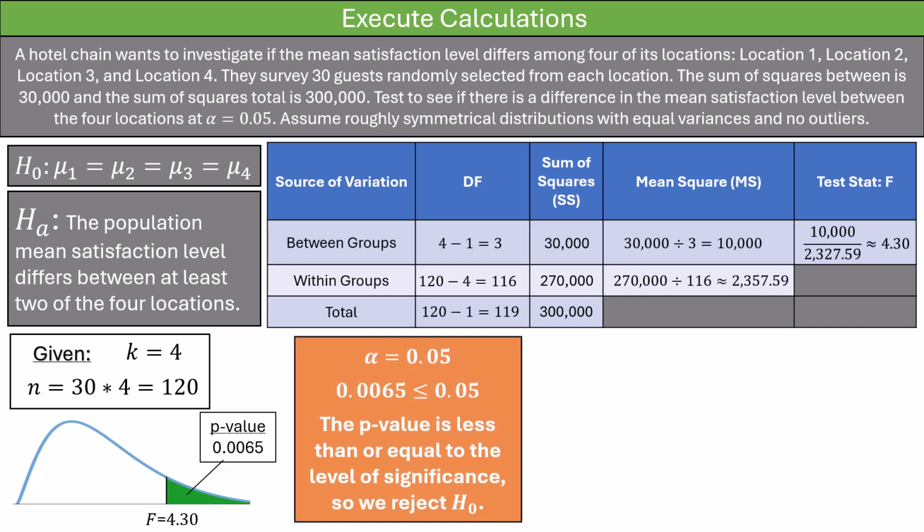Okay, from there we can go ahead and make our decision. Our p-value is 0.0065, which is much less than 0.05. So the p-value is low, so the null has to go. So we're going to be rejecting the null hypothesis.